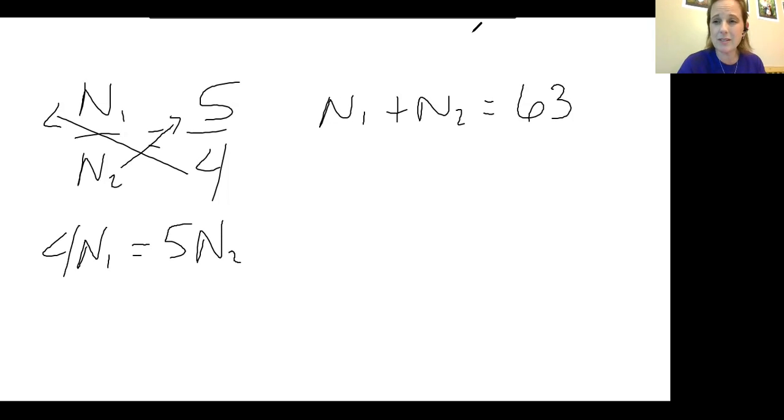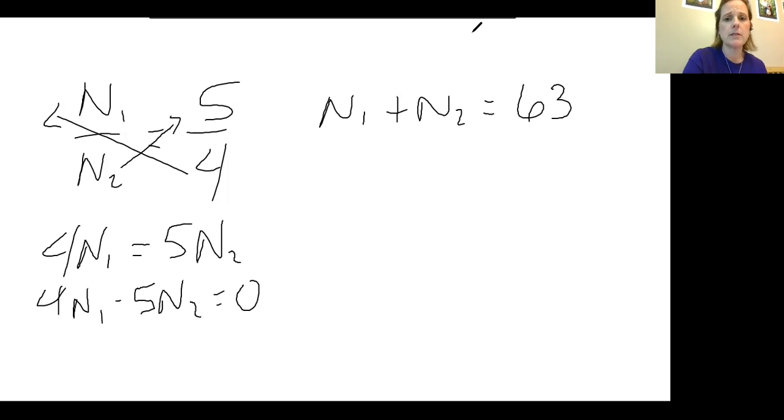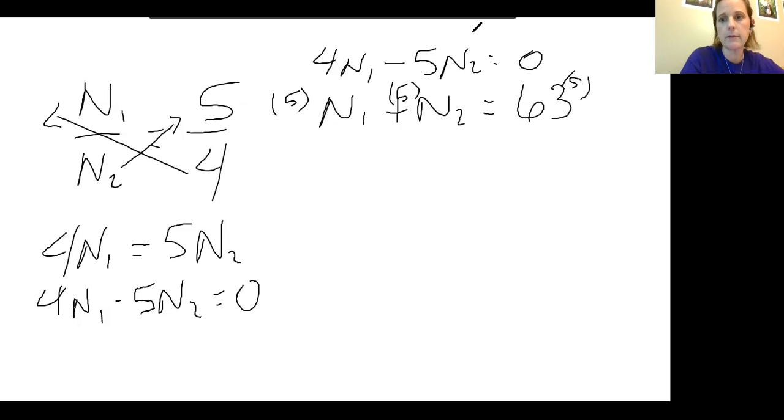So I used elimination with this one. I went ahead and set this up as 4n1 minus 5n2 equals 0. And I'm going to line this up with my other equation that we already have set up. So 4n1 minus 5n2 equals 0, right? I'm going to multiply the bottom line times 5. So if we multiply anything times 5, we have to multiply everything times 5, right?